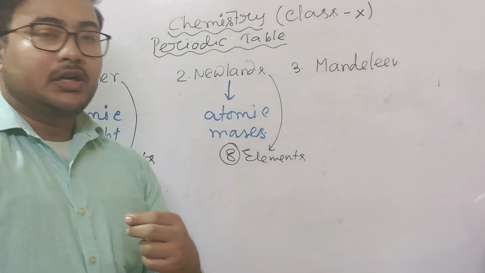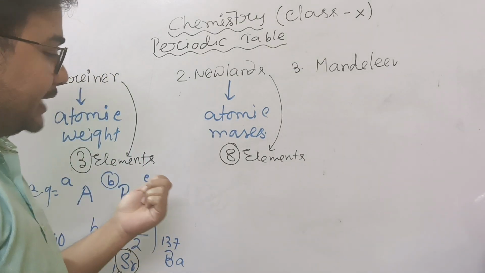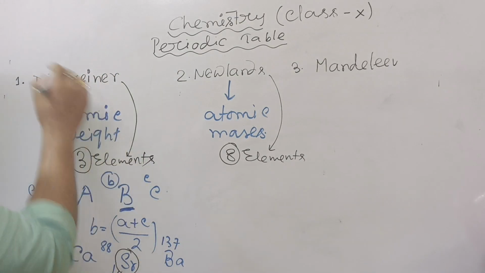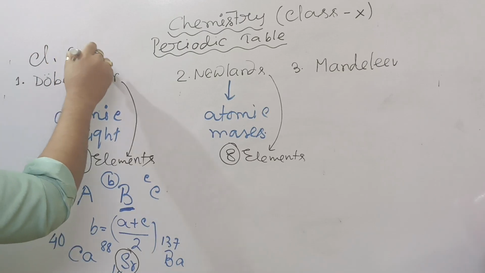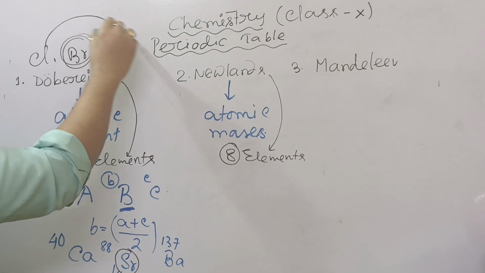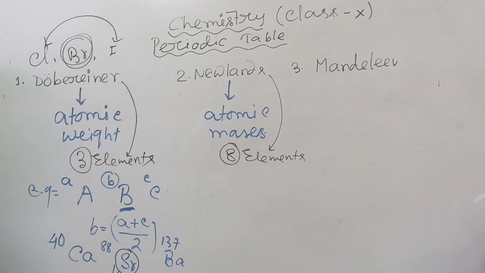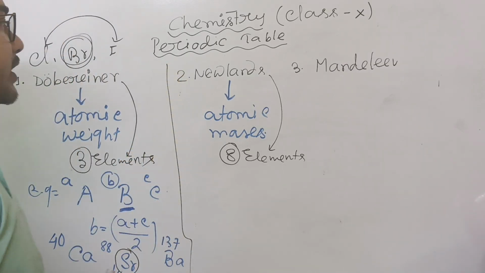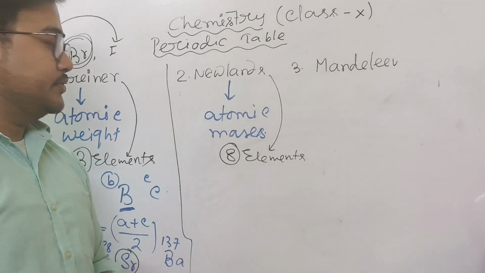Okay, you can memorize the other example also, chlorine, bromine, iodine. Here also the atomic weight of the bromine is obviously the average of the chlorine and iodine. Okay, this is the Döbereiner's triad rule. Okay, done. Now Newlands octave rule.